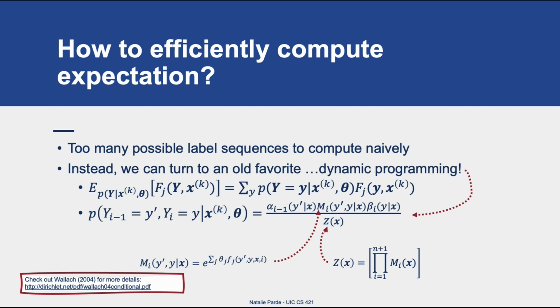When computing the expectation, there are way too many possible label sequences to do this naively. We just don't have the time to go through every possible label sequence. So this takes us back to an old favorite that we saw with HMMs, dynamic programming. Basically, you end up with an equation that looks a lot like the forward-backward algorithm, where alpha has your forward probabilities, beta has your backward probabilities, and then m computes matrices based on feature functions.